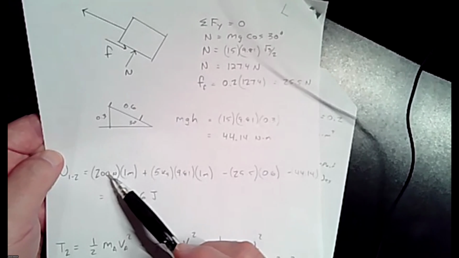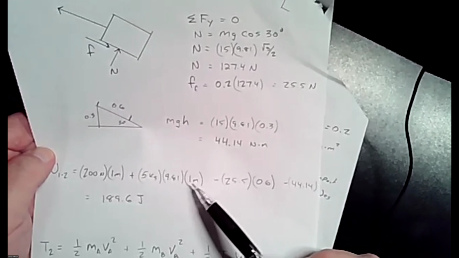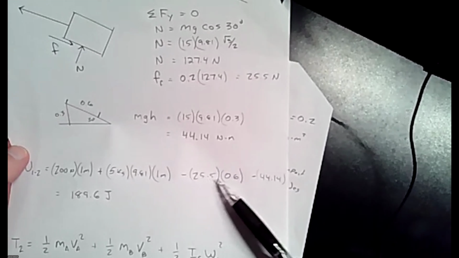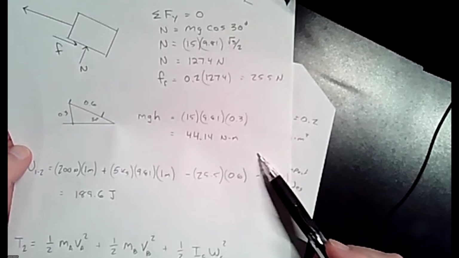So what we end up with is our U1 to 2 is what? It's going to be the force 200 times 1 meter plus mgh of A minus the friction force times the distance it slides, 0.6, minus the mgh of block B, which is here. So we end up with a total of 189.6 joules. That's how much excess energy we have that can be converted to kinetic energy.